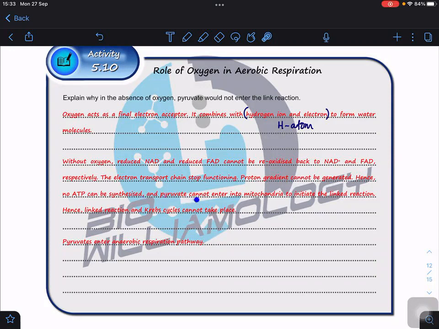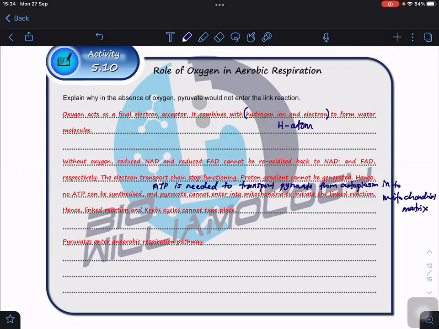So why can pyruvate not enter the mitochondria to initiate the link reactions? Because, I didn't put it here, but we do know that ATP is needed to transport pyruvate from the cytoplasm into the mitochondrial matrix.